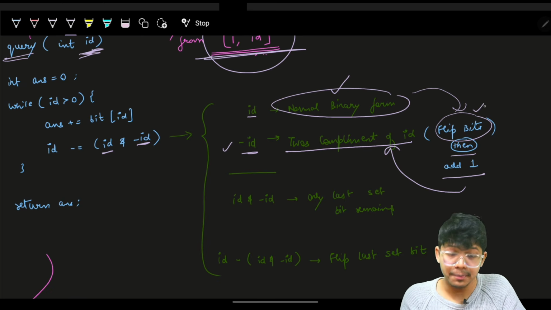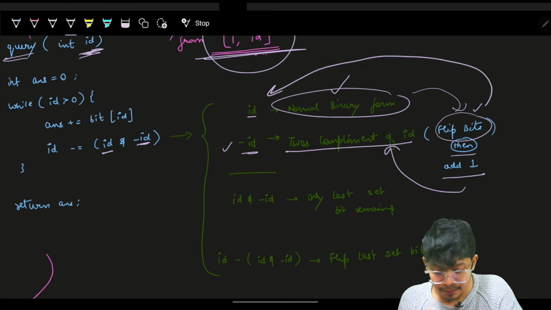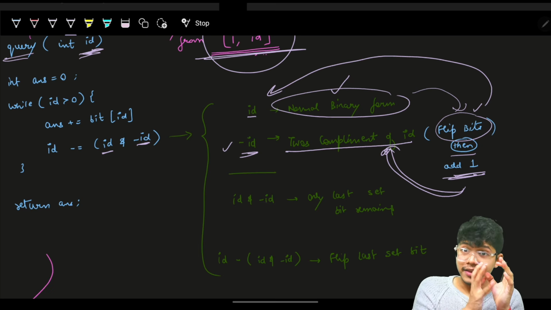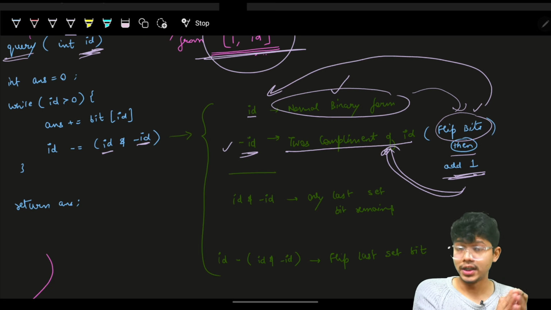For 2's complement, simply flip the bits of the original positive number and add a 1, and you will get the 2's complement, which is nothing but the minus of that specific ID. That is the basics of bit manipulation which I am teaching you right now.